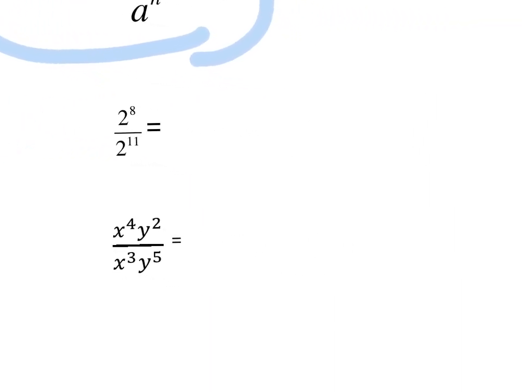If we follow that same line of thinking that we just used, there are 3 more 2's down here than there are up here, aren't there? So we're expecting to have something in the denominator. If we follow our rule, 2 to the 8 minus 11 is 2 to the negative 3rd power, which is 1 over 2 to the positive 3rd power. So that would be your answer for that one.